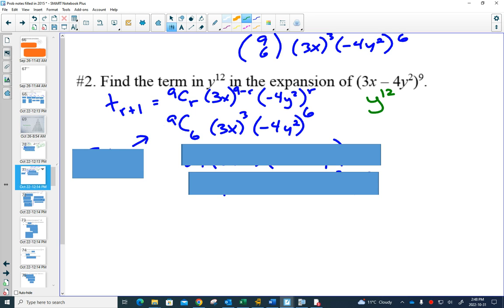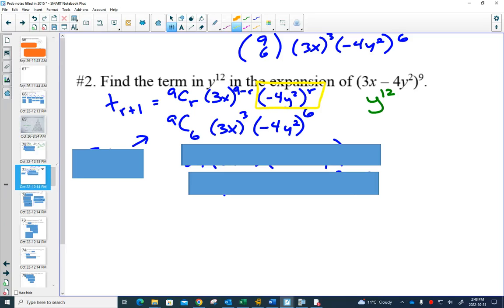Some of these are more complicated and some of them are easier. This one I would consider an easier one because the only place there's a y is here. The 9 choose r is going to be a number. Even though we don't know what that number is, it's not going to affect the y. This term has x's but no y's, so it's not going to affect the y. The only place that we have y's is in that yellow box.